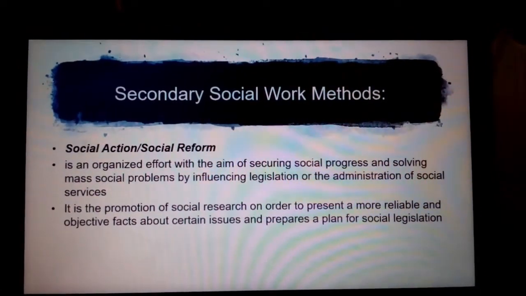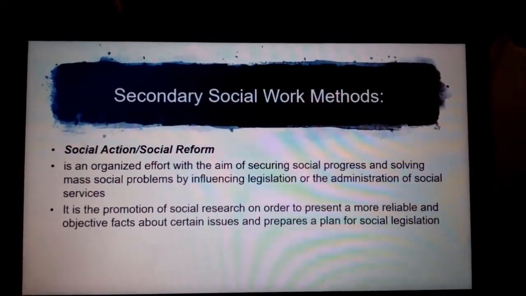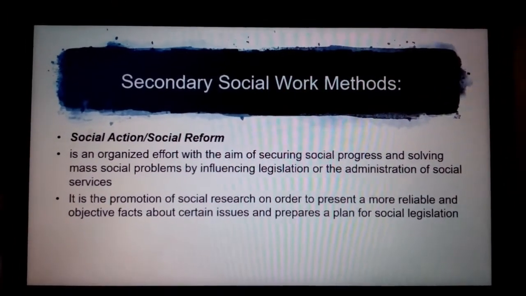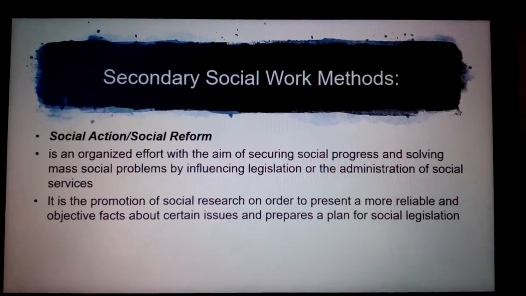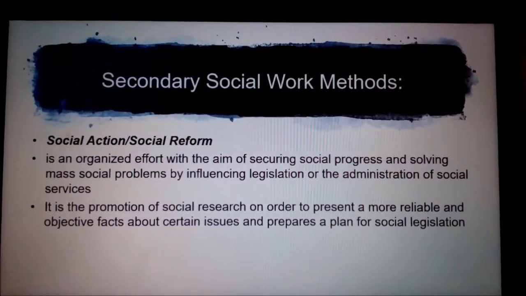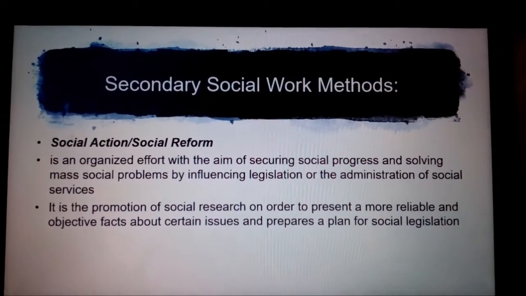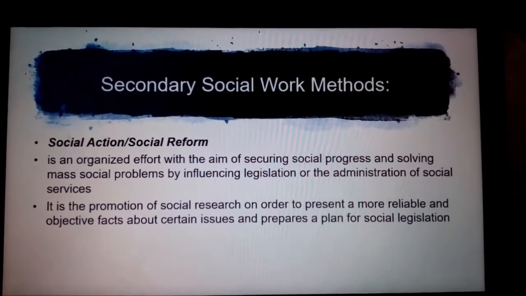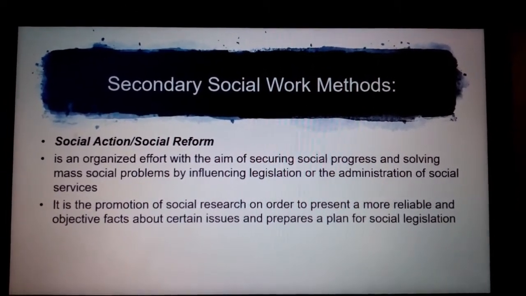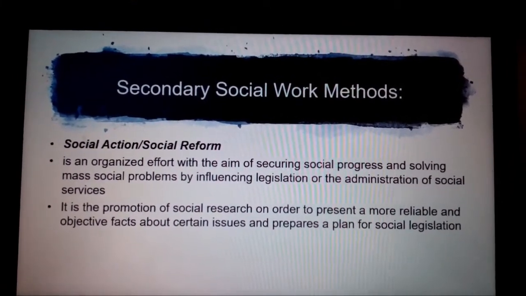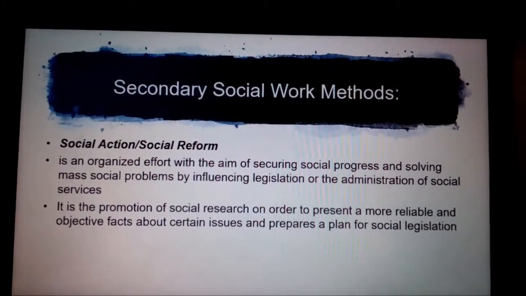kanina meron tayong primary, traditional methods rather. So, meron naman tayong secondary social work methods. So, ito na yung tinatawag natin na social action or social reform. So, when we say social action and social reform, it is an organized effort with the aim of securing social progress and solving mass social problems. So, pag sinabi natin social reform, it's all about social changes.